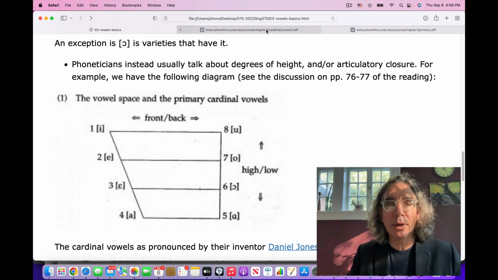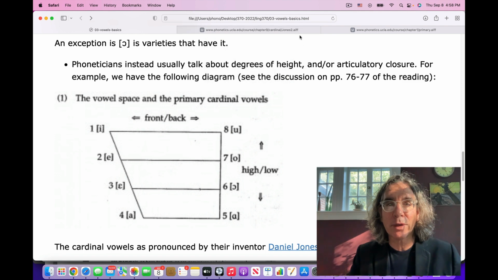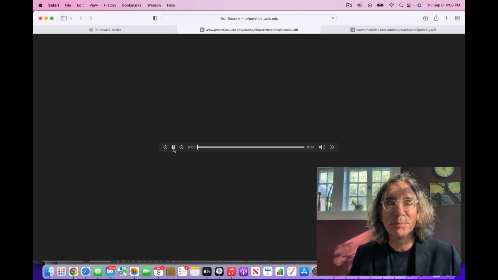I have a couple sound files here from a nice website that UCLA provides. The first one is Daniel Jones, who invented the concept of cardinal vowels, producing them.